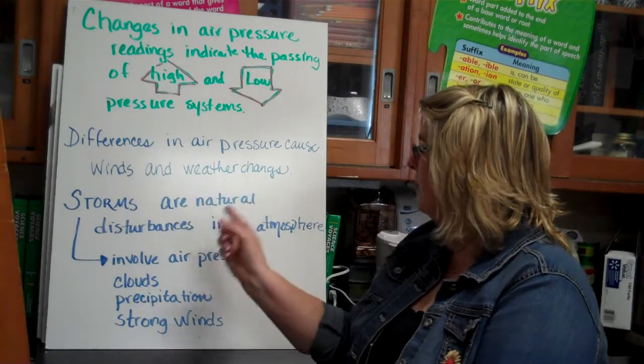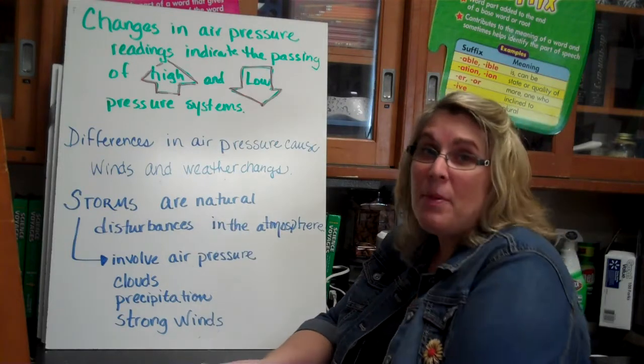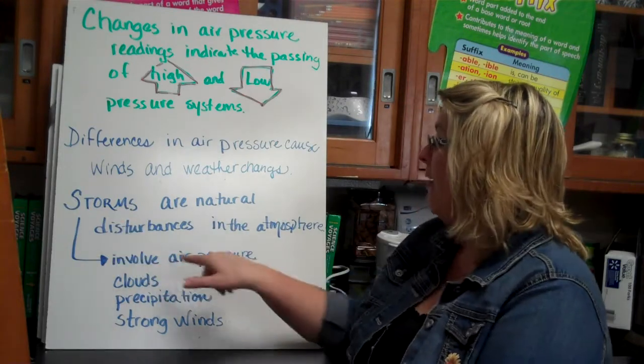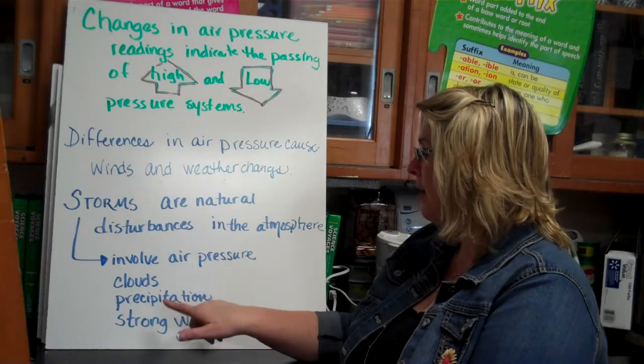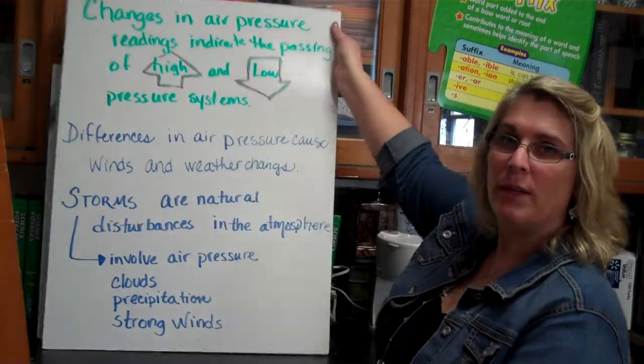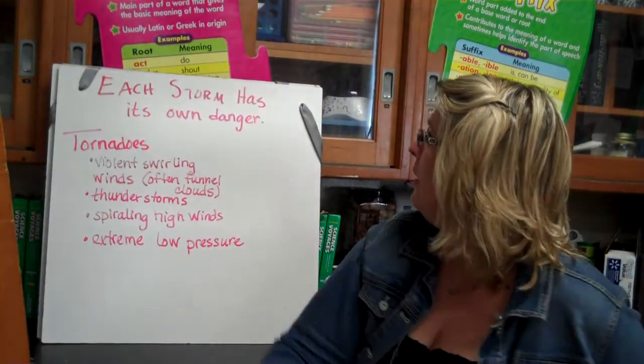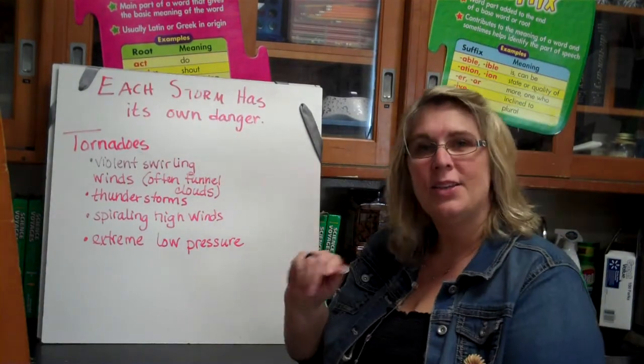Now, storms are natural disturbances in the atmosphere. They just happen naturally, and they involve changes in air pressure, clouds, precipitation, and strong winds. Now, each storm has its own danger.